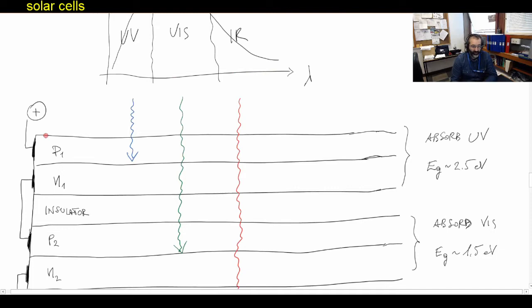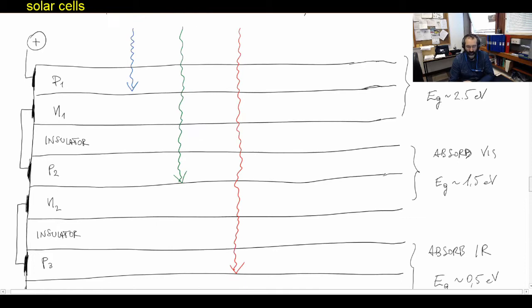The first PN junction is made with a semiconductor that has a very large band gap, like 2.5 eV, and is tuned to absorb UV effectively. So this removes this part of the spectrum from the solar spectrum; it is absorbed here and doesn't continue. The rest of the solar spectrum continues, because these photons have an energy smaller than the band gap of the first solar cell, so they are not absorbed.